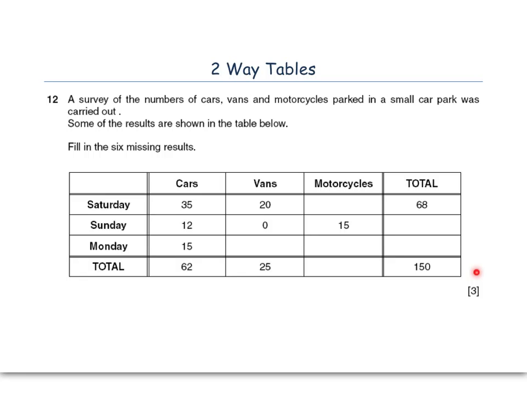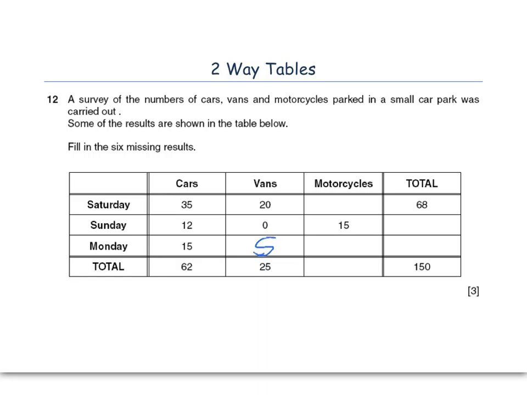So what we want to do is use the information that we've got to find the missing values. As I said, we're told that here the total vans add up to 25. Well, we're told two facts, 20 and 0. Well, what do we have to add on to get to 25? Well, that is an extra 5. So that missing value must be 5.